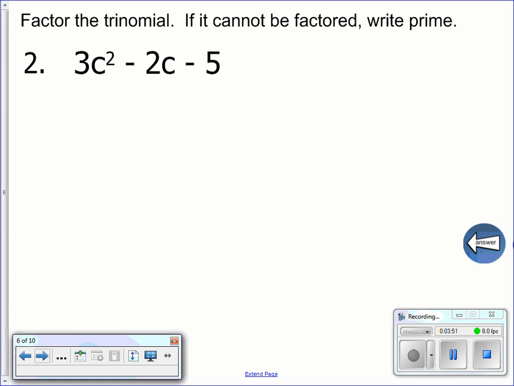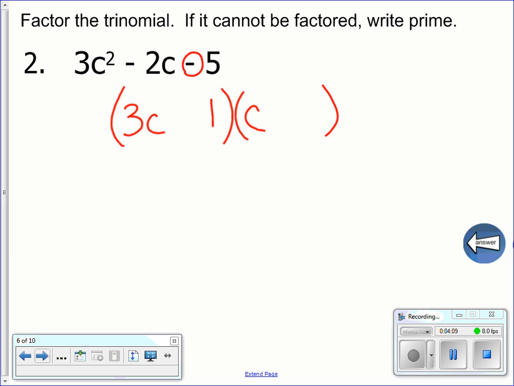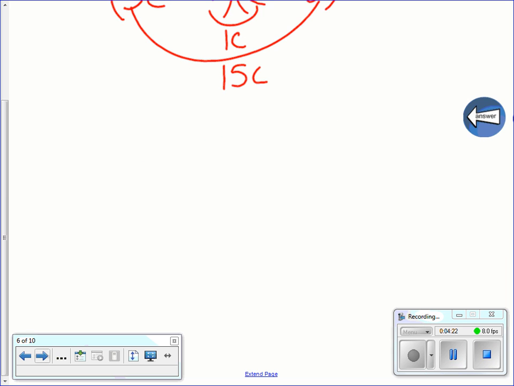All right, let's try another one. So I have 3c squared minus 2c minus 5. I know the only factors of 3 are 3 and 1. So it has to be 3c and 1c. The only factors of 5 are 1 and 5. And remember, this is a subtraction. So if I try that, this would be 1c, and this would be 15c. I know it's a subtraction, but there's no way I could subtract those and get to negative 2. So let's try to switch it.